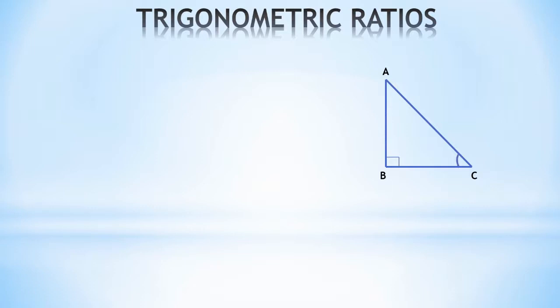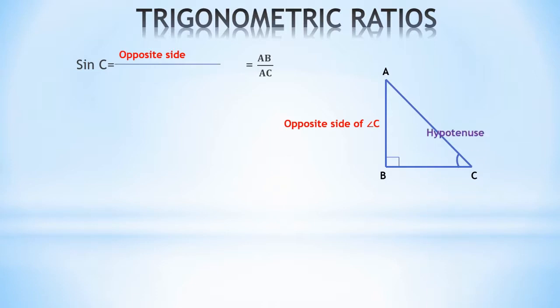Now let us consider angle C first. So the sine ratio will be sin C is equal to AB upon AC. What is AB of sin C? It is the opposite side of angle C. And what is AC? It is the hypotenuse side. So sin C will be opposite side upon hypotenuse side for this triangle, which is AB upon AC.